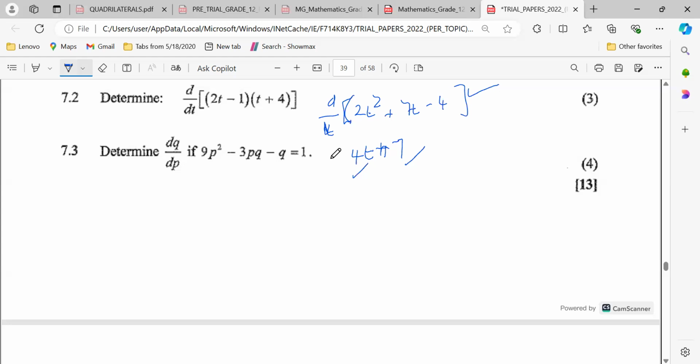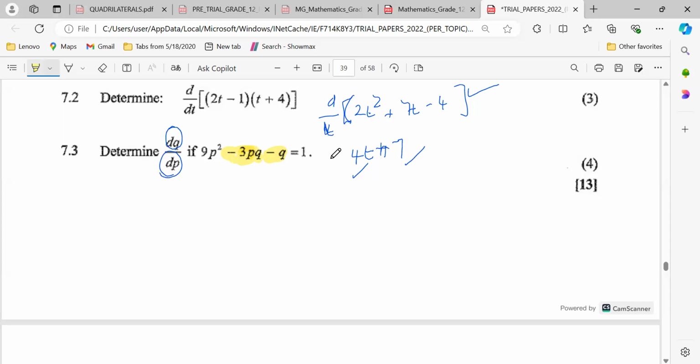The next one, it says determine dq all over dp. You remember what dp says? This means q is the subject, and we're differentiating in terms of p. So what does that mean? It means we are supposed to make q the subject. So we're going to put q on the left-hand side. So go and highlight the terms that have q. Remember this one doesn't have a q, you leave it. This one has a q, you take it. This one also has a q, take it. So I'm going to put the q terms to one side and the ones that don't have q to the other side. Does that make sense?